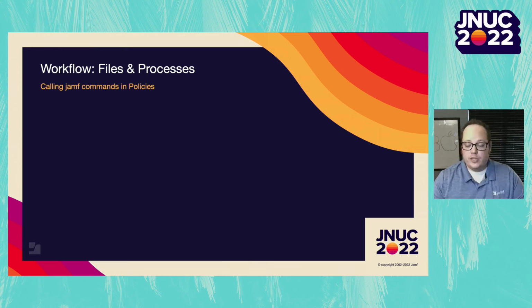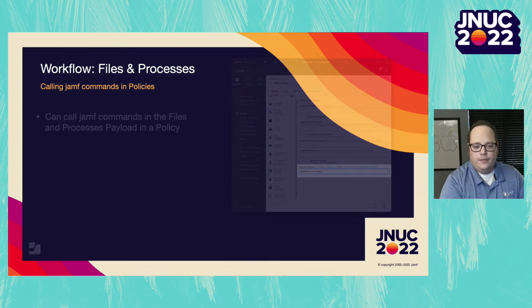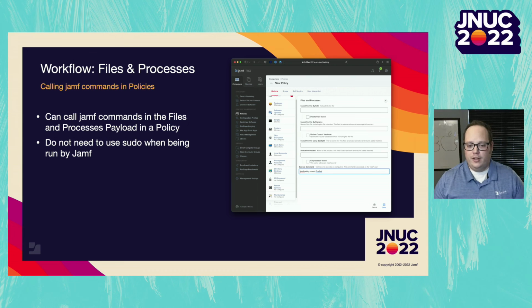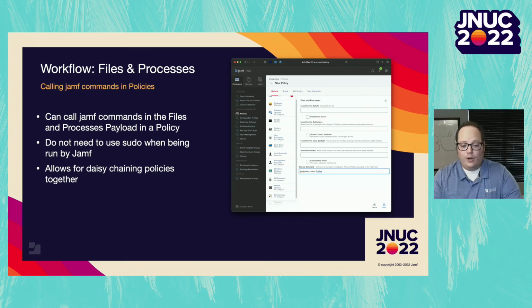Another workflow example is using the files and processes payload in a policy. We can call Jamf commands in the files and processes payload in a policy. One thing to note here is that you don't need to use sudo when you're using this files and processes payload. Because this is already being run as Jamf, it's already being run as root. So you can just call Jamf and then the verb you're trying to run. This also allows for daisy chaining policies together.